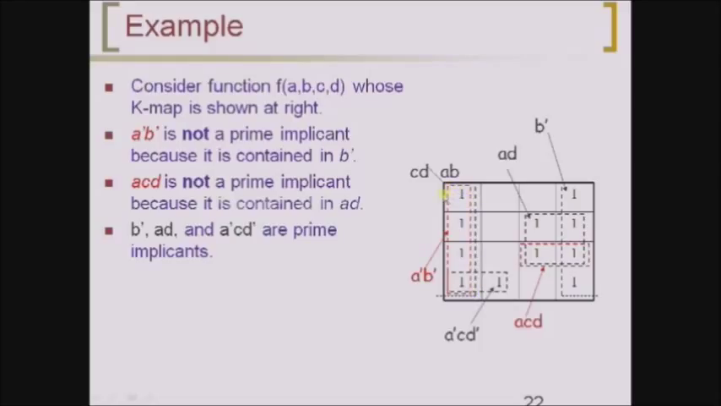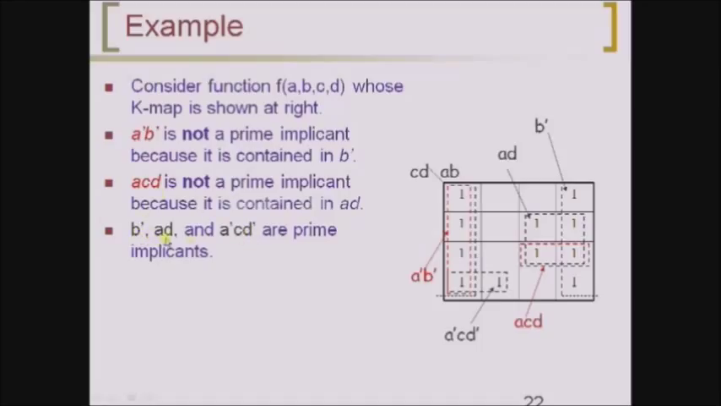Why? Because we can increase the size of this block from 4 to 8. As I told you, the left side of the map is adjacent to the right side of the map, or else the left side cells are adjacent to the right side cells. So a bar b bar is not a prime implicant. ACD is not a prime implicant because it is contained in AD. Here ACD, which is this red dashed grouping, is also not a prime implicant. Why? Because we can increase this particular grouping or block to a size of 4.